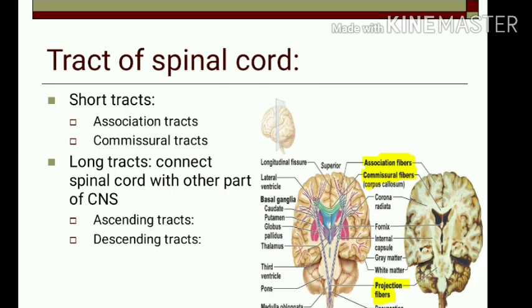Now, tracts of the spinal cord. The spinal cord has 2 varieties of tracts, one that is short tracts and second that is long tracts. Short tracts are again of 2 types, association tracts and commissural tracts. Association tracts, you can see here, these are association tracts. They connect adjacent areas in the spinal cord on the same side. I repeat, association tracts connect adjacent areas of the spinal cord as well as brain on the same side.